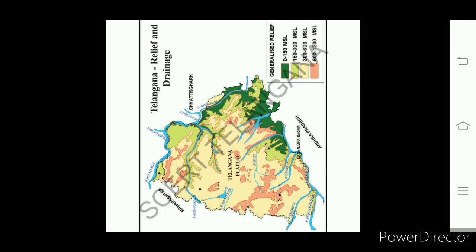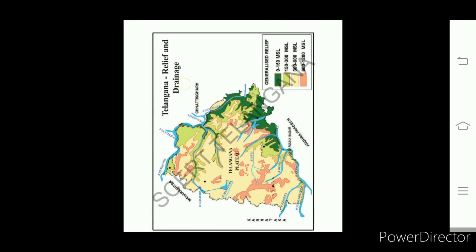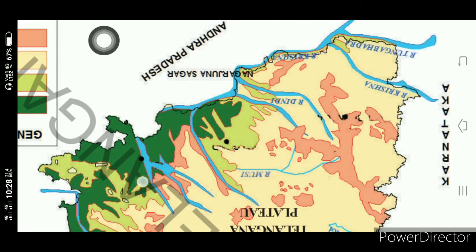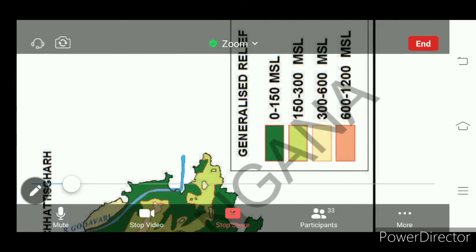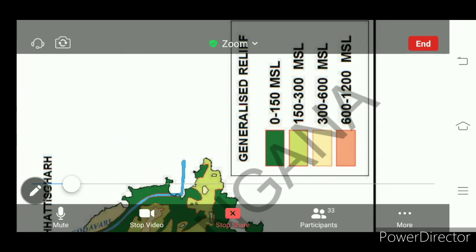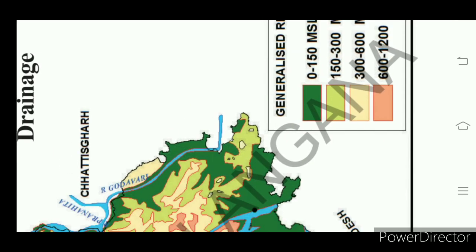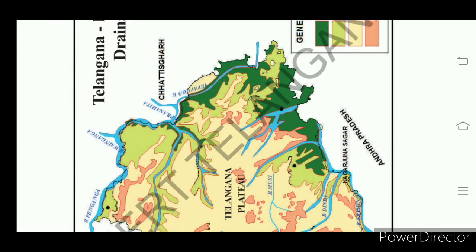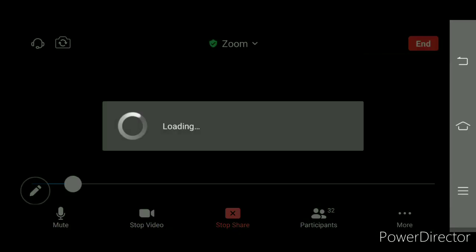Look here, what it is. Telangana physical map, we discussed it is a thematic map. It shows relief and drainage, right? Let me show you the height of a place. It is given 0 to 150 meters from the mean sea level, where you see the thick green color. So it is a thematic map showing the relief feature.